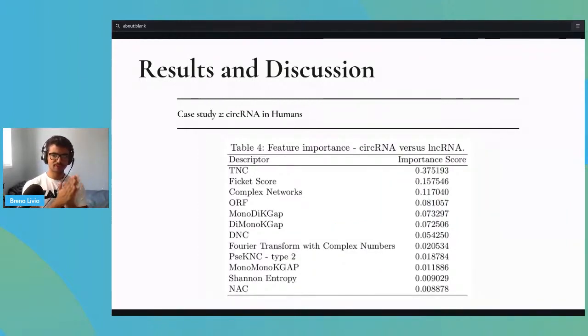We also elaborated this table with the importance score by the descriptor. Although the TNC descriptor is the most important in the group, it generates a large number of features, which is 64, while the Fickett score generates only 2. Therefore, this information can be investigated by biologists to try to understand the meaning of these combinations of nitrogenous bases, and how they can be used to differentiate circular and long non-coding RNA.